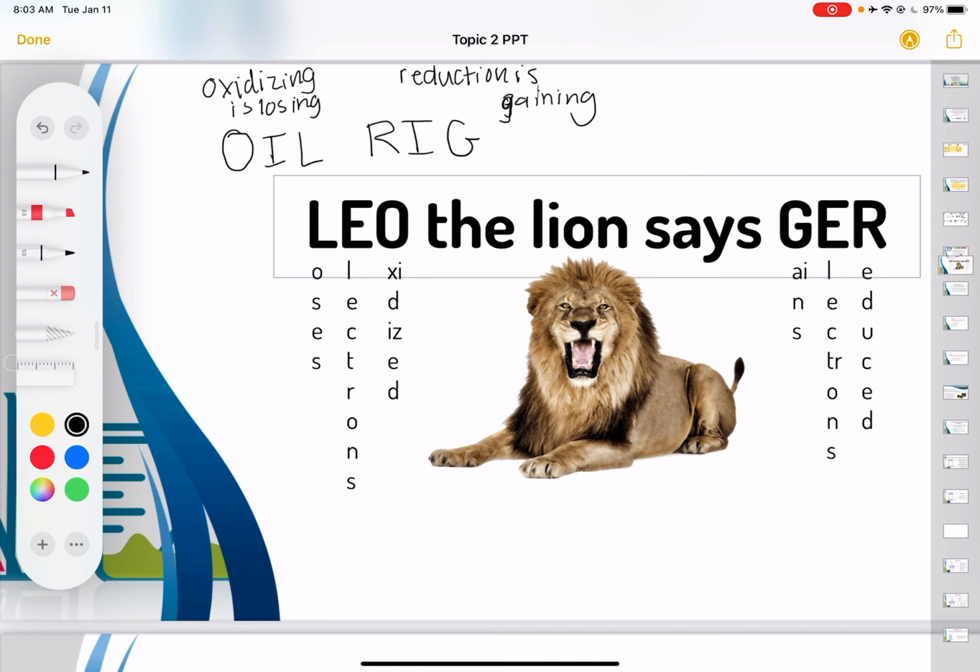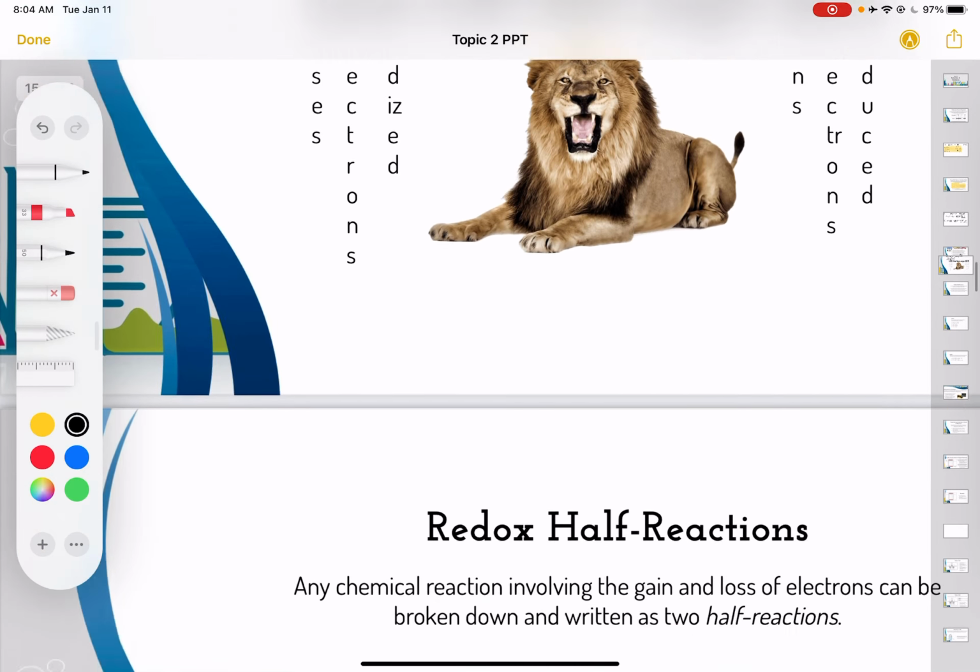Okay, so to me, I don't know, this is probably just because this is what I learned. This is what I remember, but OIL RIG: oxidizing is losing electrons, and reduction is gaining electrons. So that's talking about electrons. When we figure out which one's losing and which one's gaining, then all we have to do is put these labels on it. So we say this one's being oxidized and this one's being reduced. Okay.